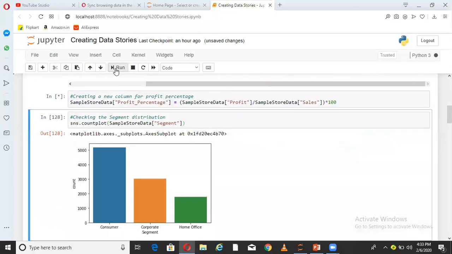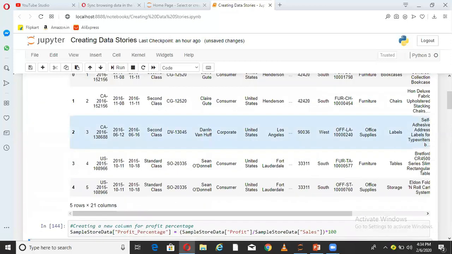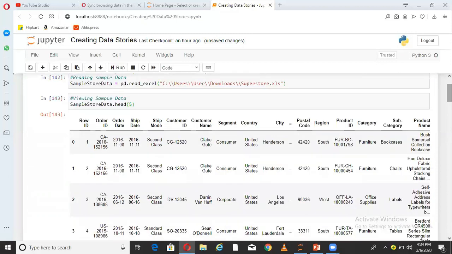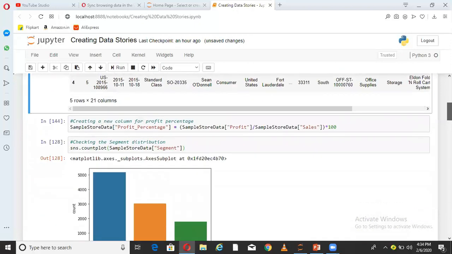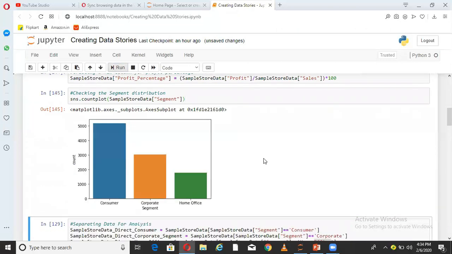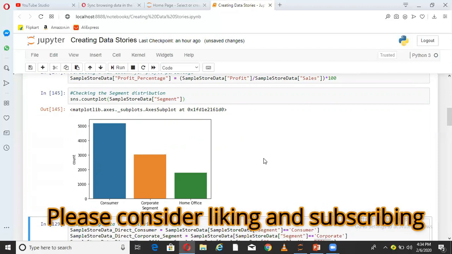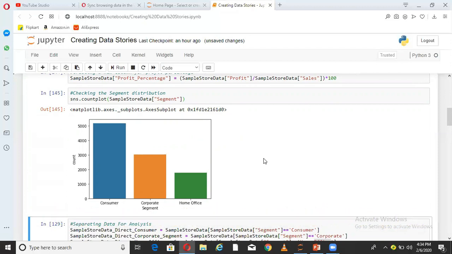So I created this new column, and then in the data, I also saw that there are three different customer segments to which this retailer sells. There is a segment column and there are different segments. I just wanted to check what these different segments are. When I ran a count plot on this, what I saw is there is consumer, corporate, and home office. Three types of segments here. Now all this information should go to the story, the data story.